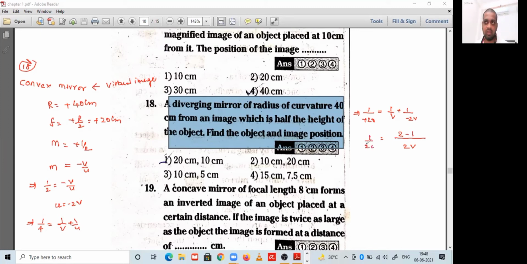On the RHS, 2 minus 1, and on the LHS it will be 1 by 20. So 1 by 20 is equal to 1 by 2v. V will be equal to plus 10 centimeters, and u will be equal to minus 2v, which is equal to minus 2 into 10, which is equal to minus 20 centimeters. So option 1 is the correct option.